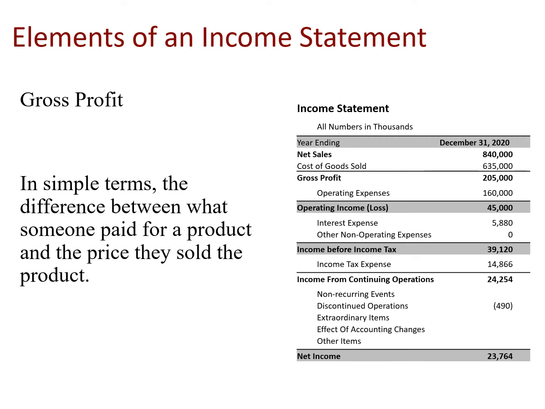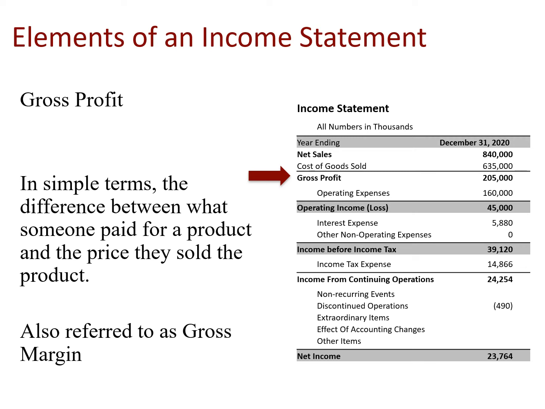Gross profit, in simple terms, is the difference between what someone paid for the product and the price they sold the product for. It may also be referred to as gross margin, which would actually be more appropriate because it is the difference between what you paid for it and what you sold the product for. Unfortunately, when it comes to accounting, most distributors will use the term gross profit because it's so common in other industries. And don't get caught in the weeds about that.